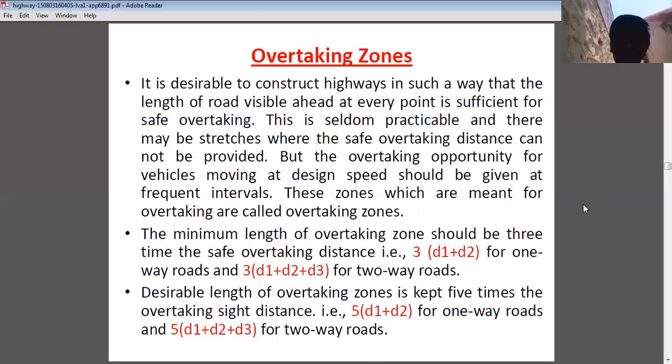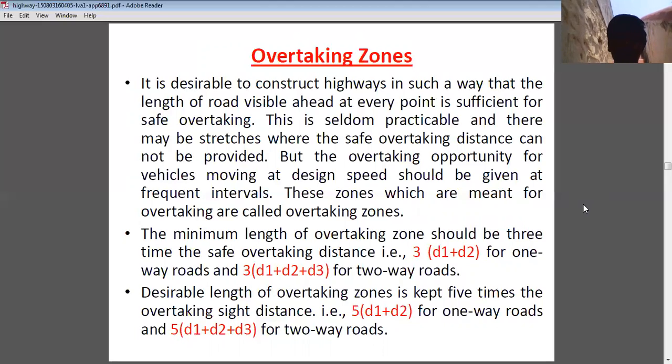The minimum length of an overtaking zone should be 3 times the safe overtaking distance. That is 3 into (d1 plus d2) for one-way roads. For a two-way road, 3 into (d1 plus d2 plus d3). The desired length of overtaking zone is kept at 5 times the overtaking sight distance. That is 5 times (d1 plus d2) for one-way, and for two-way, 5 times (d1 plus d2 plus d3).